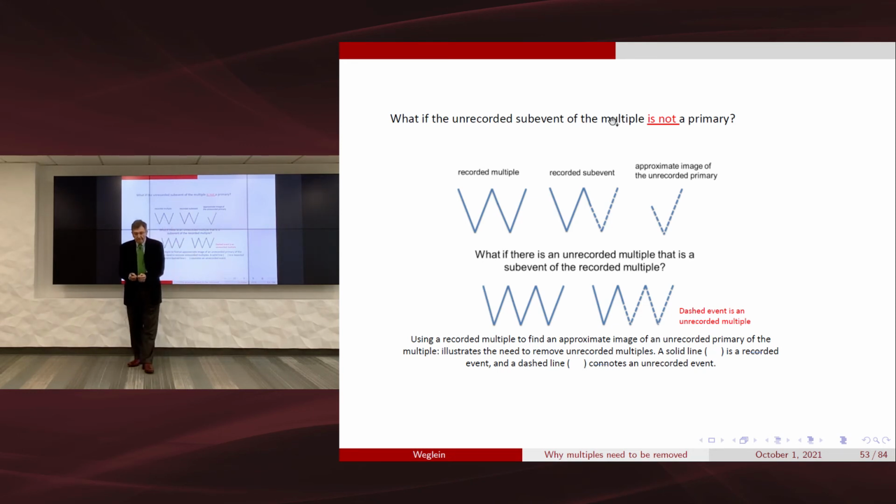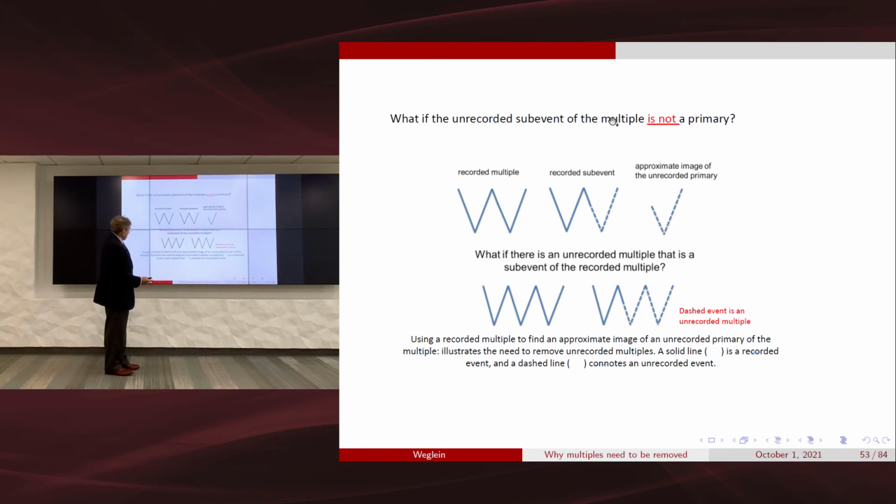So to image with a smooth velocity, to image primaries, you need to remove multiples. To find an approximate image of an unrecorded primary, unrecorded multiples must be removed. Okay? So the very usage of multiples to get an approximate image of a primary requires another step of removing multiples that could actually be the unrecorded event.